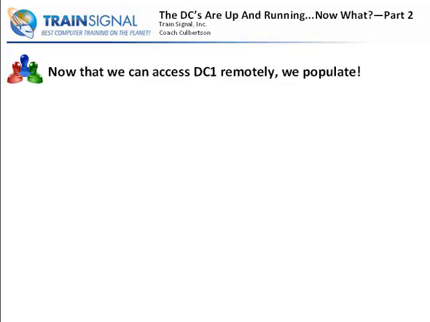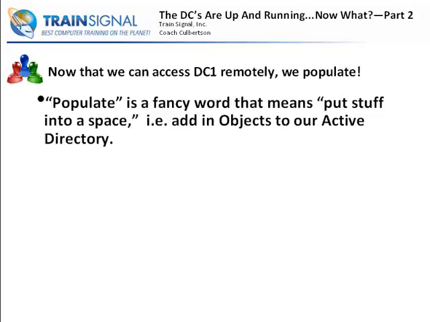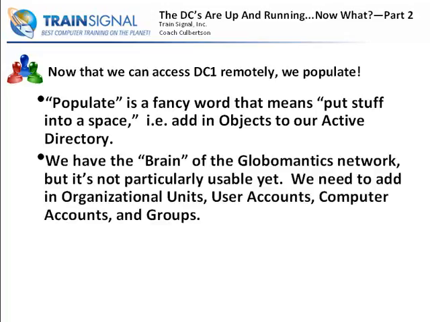All right, so again, the domain controllers are up and running. What do we do next? Now that we can access that DC1 server remotely, we're going to populate it. And populate is just a fancy word that means put stuff into a space, i.e. what we're going to be doing is adding objects to our Active Directory. And we really have the brain already set up. We have the two domain controllers going, but let's face it, it's not particularly usable yet because the only people who have access to it is, well, me.